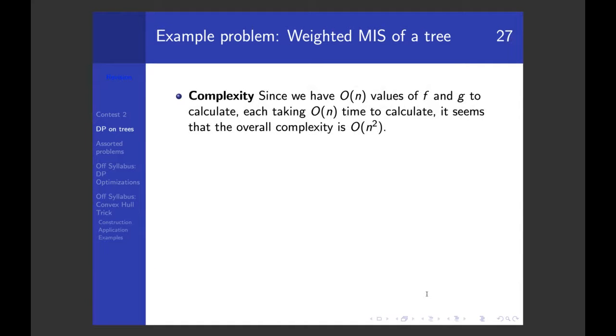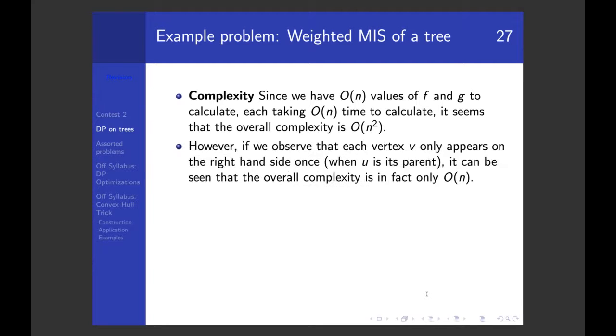Okay, so the complexity. We have order n states, one for each node. And it seems it takes order n to calculate because we can iterate over up to order n children. So naively, we might think, well, it's n squared. But importantly, each vertex v only appears on the right-hand side, that means in the recurrence, only in a recurrence.